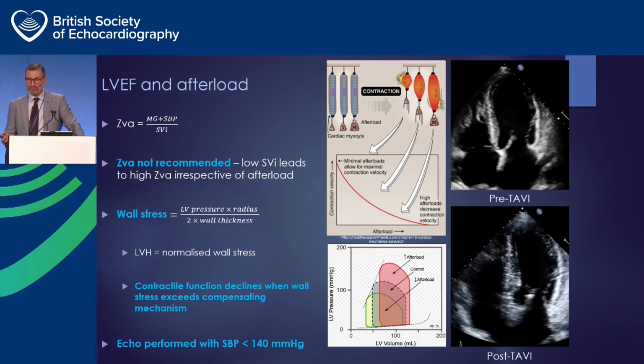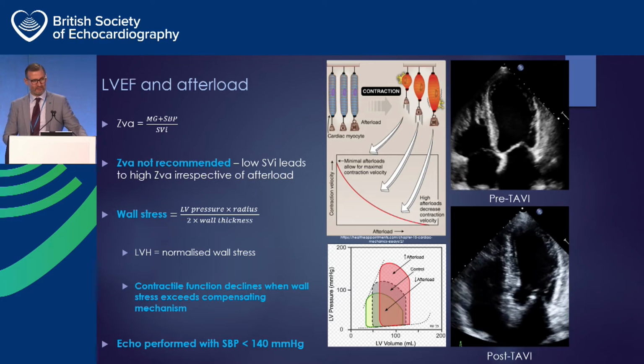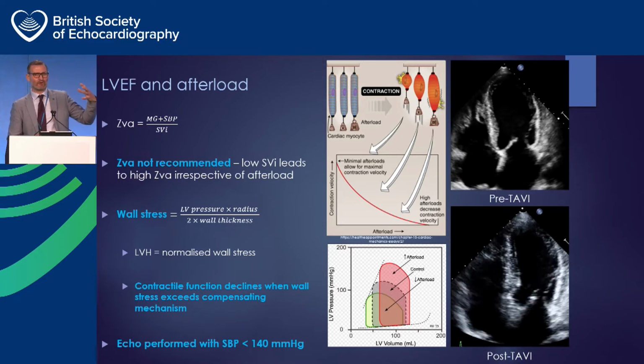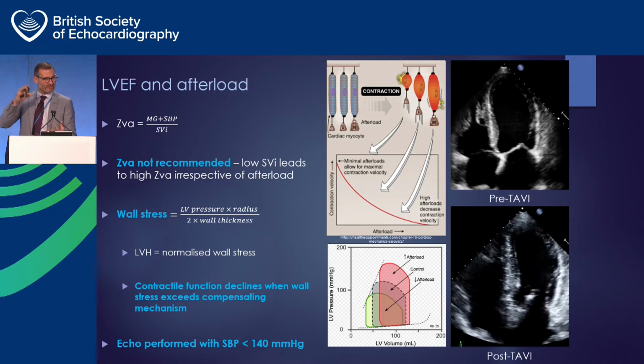But assessing blood pressure and reporting blood pressure is crucial in our patients with aortic stenosis, because as blood pressure increases alongside that aortic stenosis, that increases left ventricular afterload and LV wall stress. And the wall stress is the resistance against which the left ventricle is contracting.